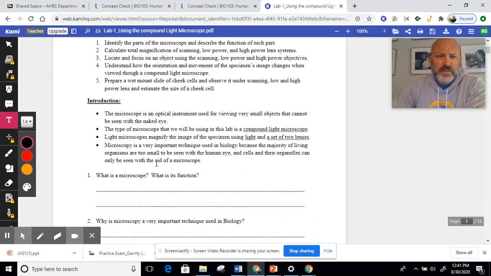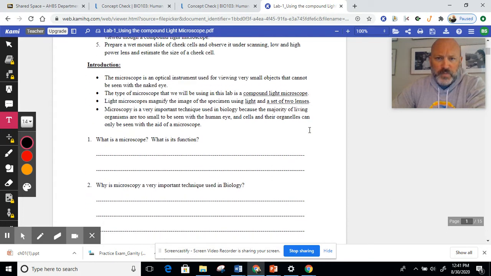All right, so just a very brief introduction. This just describes what a microscope is, what its function is. The type of microscope that we use in this class is called a compound light microscope. And why microscopy is considered an important technique.